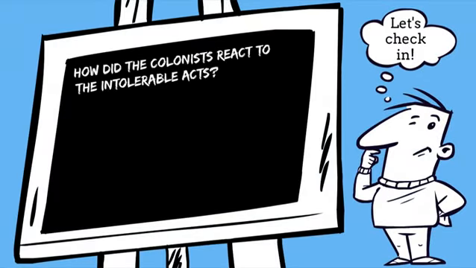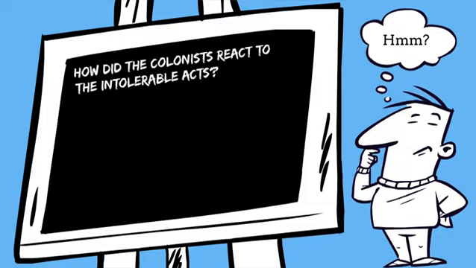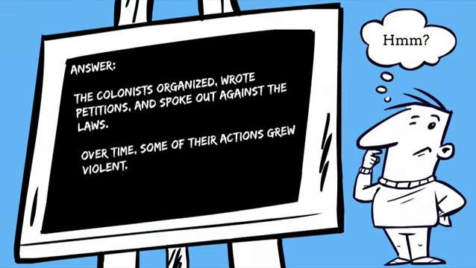How did the colonists react to the Intolerable Acts? Answer: the colonists organized, wrote petitions, and spoke out against the laws. Over time, some of their actions grew violent. Well done.